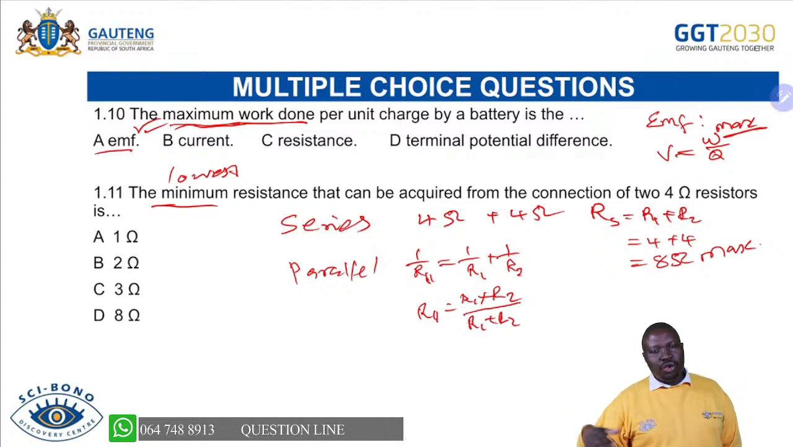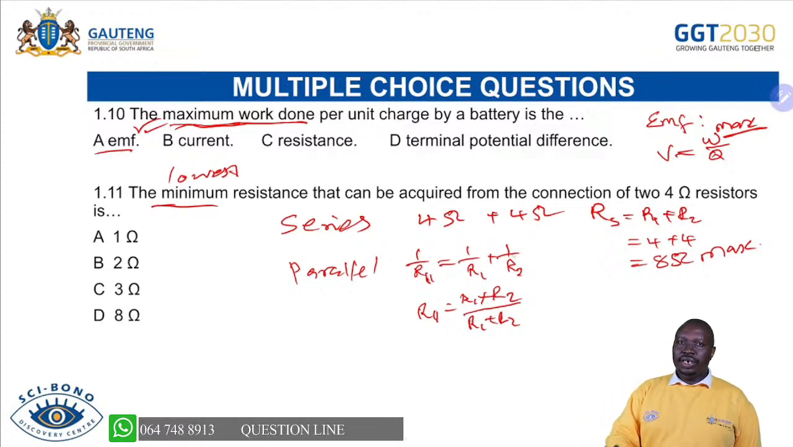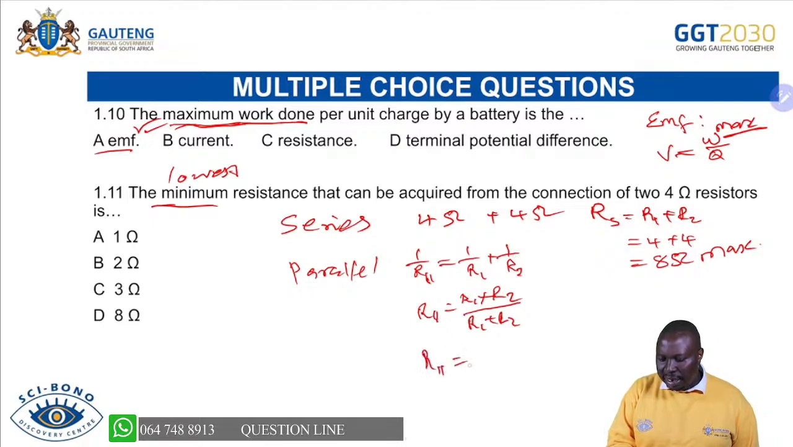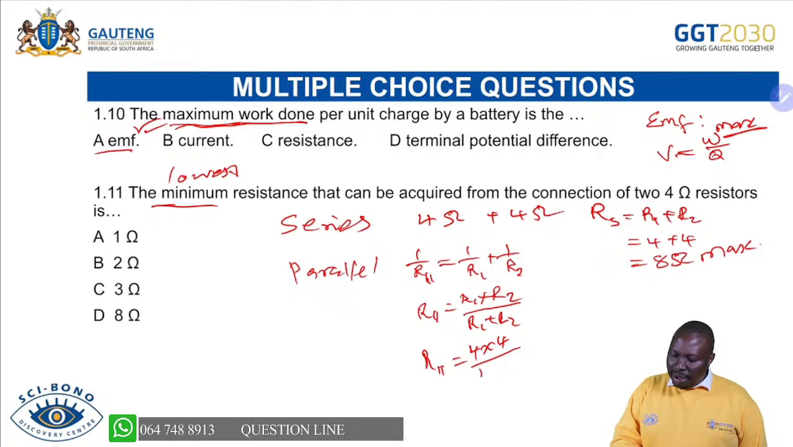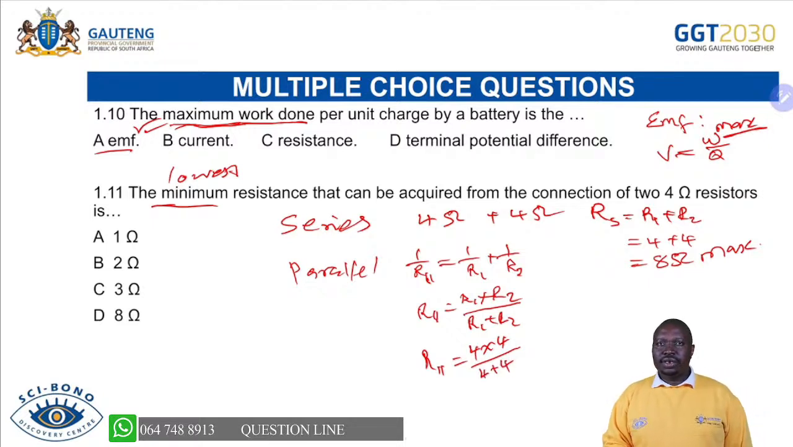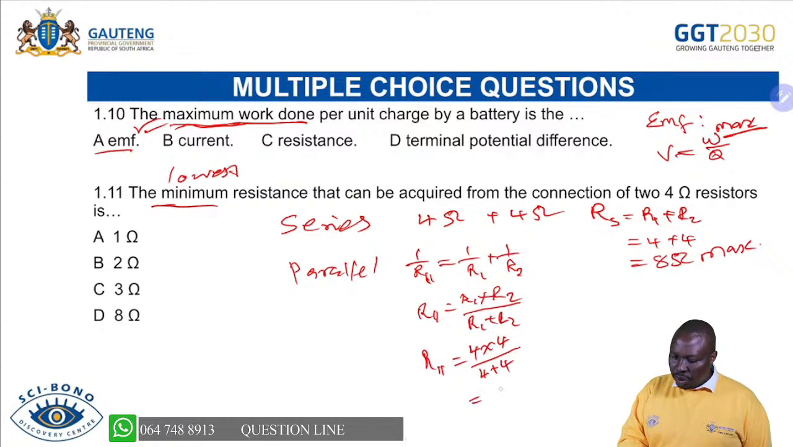When you have more than two, I will suggest that you go with the 1 over R parallel equation and use it. After that, you take the inverse of your answer to get the R parallel. So it becomes easier that way. Now our R parallel is equal to the product, 4 times 4, which is 16, if my math is still doing well. And then we have the sum, which is 4 plus 4, which gives you 8. So you have 16 over 8, which is 2 ohms. So you are able to get your answer, and that will be the minimum, 2 ohms there.